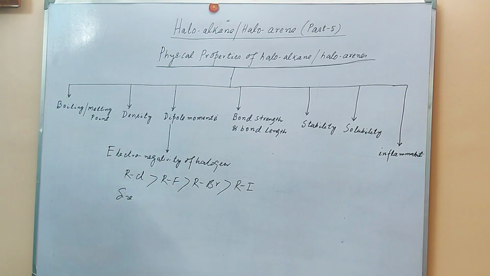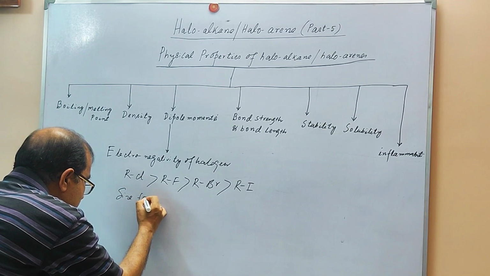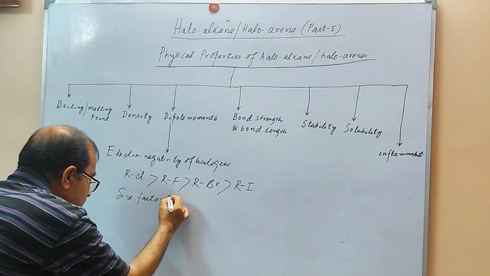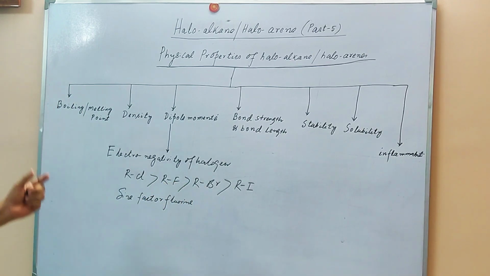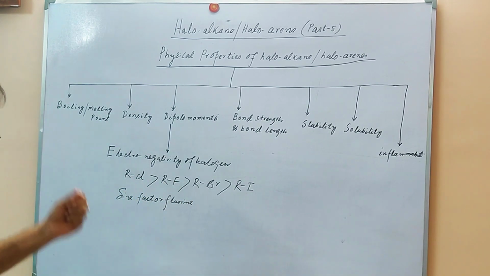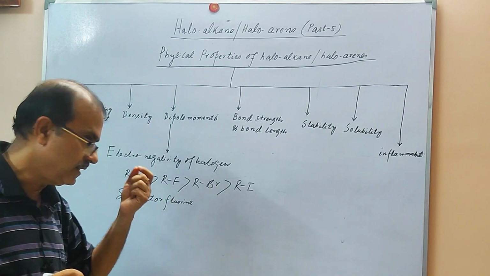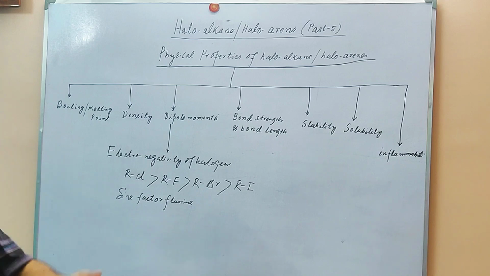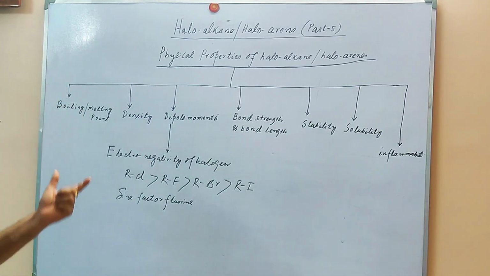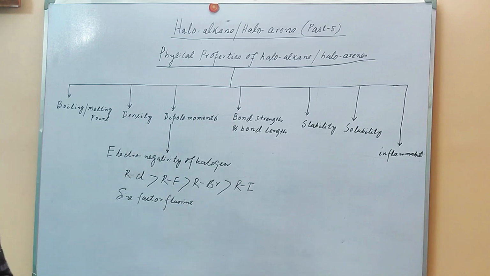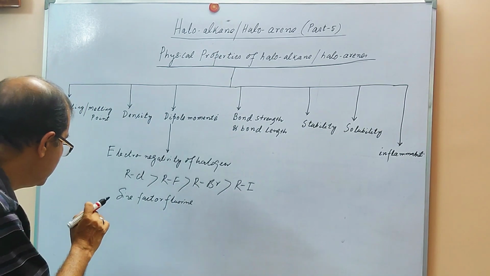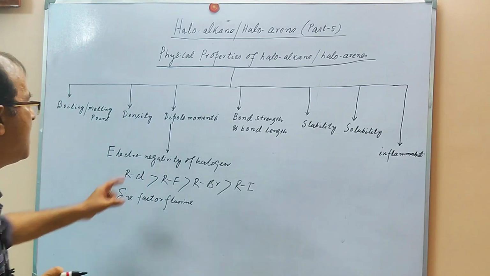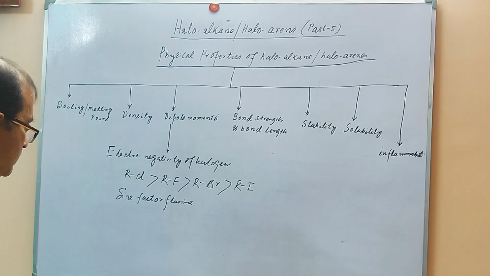Here the size factor is going to impact. Due to the very small size of fluorine, in spite of it having the highest electronegativity, the dipole moment is lesser than RCl, because the size outweighs its electronegativity. Okay, so this is how we can see the dipole moments for the alkyl halides.